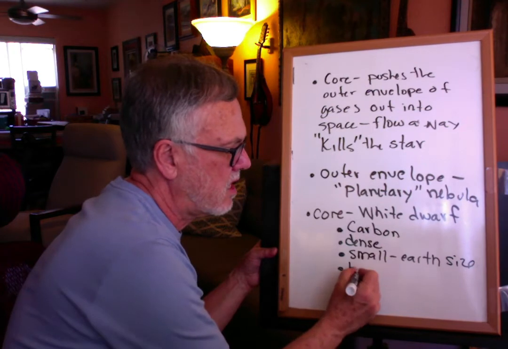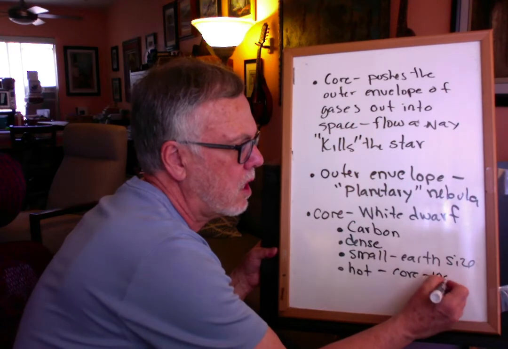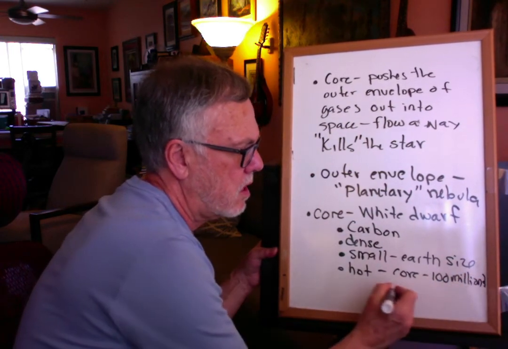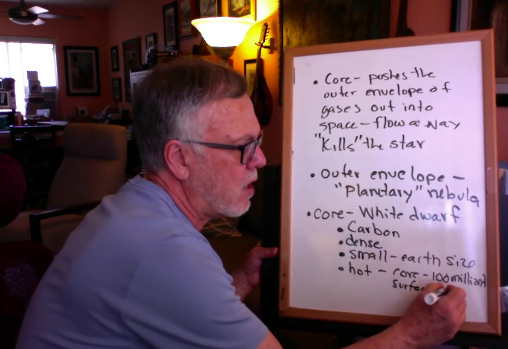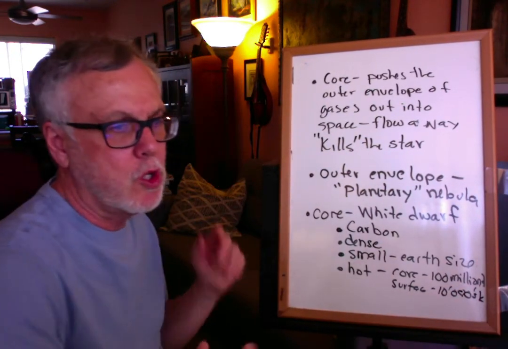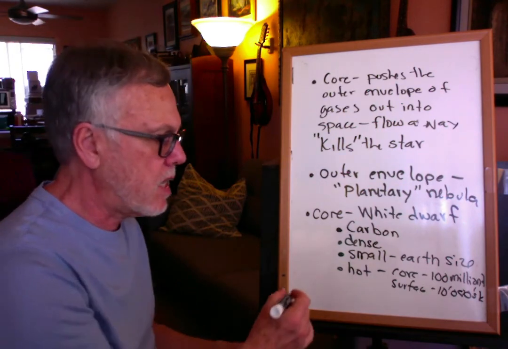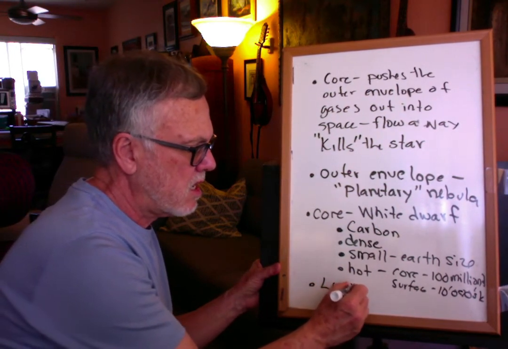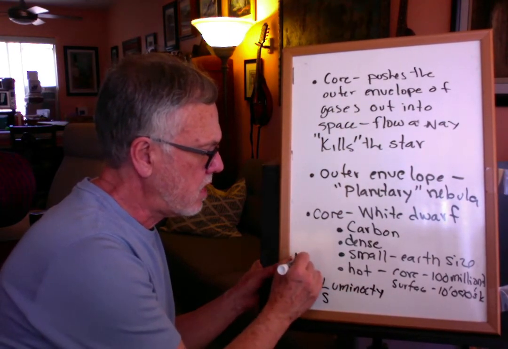It's hot. In the core of this thing, it could be hundreds of millions of degrees Kelvin. On the surface, it could be tens of thousands. And so it'll be very whitish blue looking. It'll be extremely bright, but there's a problem. What makes the thing bright? Brightness has to do with the luminosity and the size.